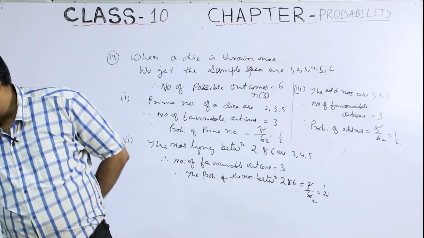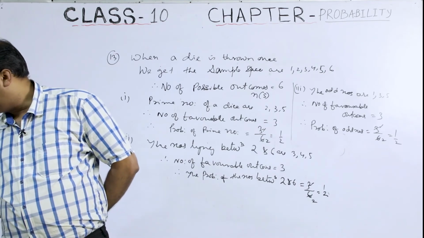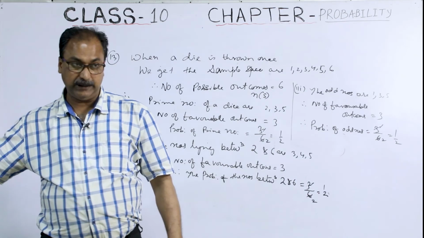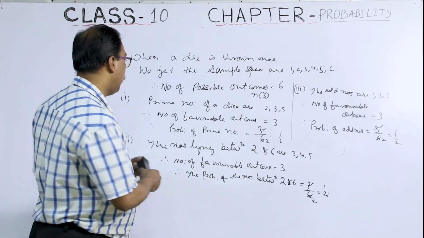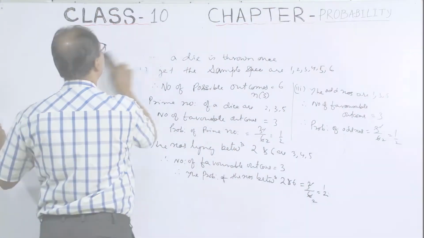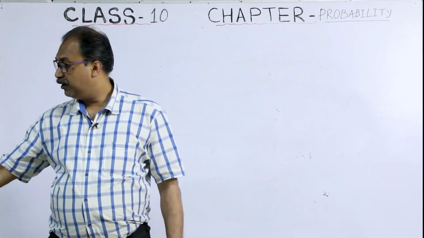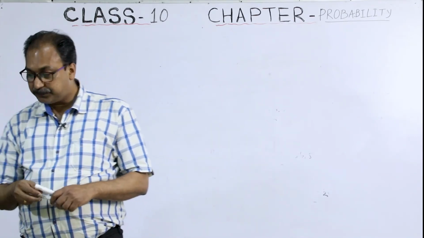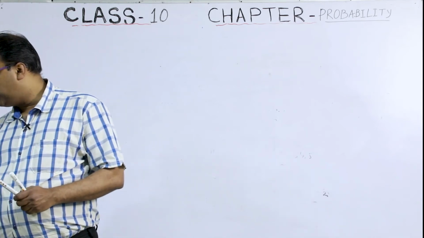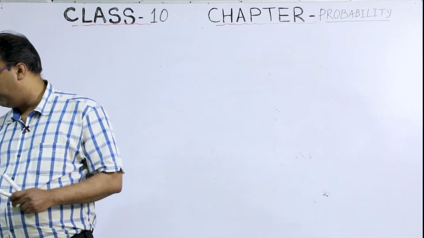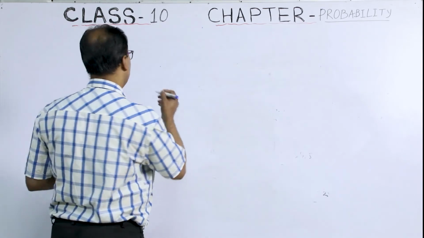Now we go for question number 14. One card is drawn like that. Are you clear on this one? Now question number 14, I will quickly solve it once. A card is drawn from a well shuffled 52 cards. Find the probability. So what is the total number of possible outcomes?